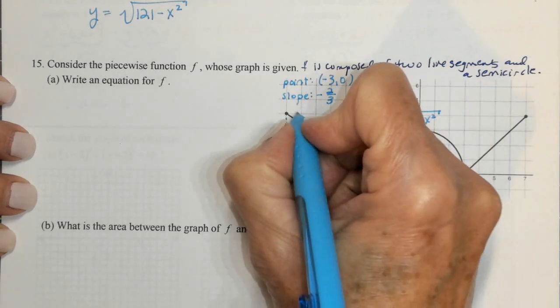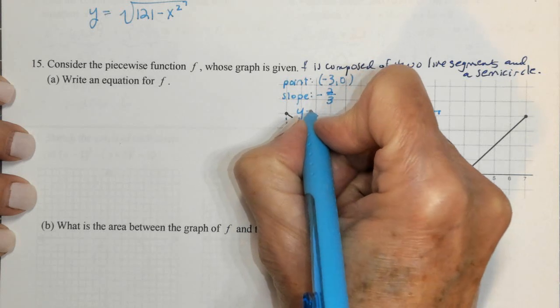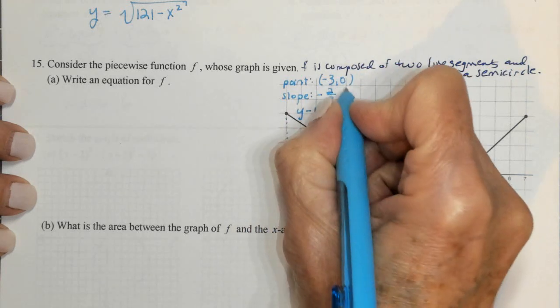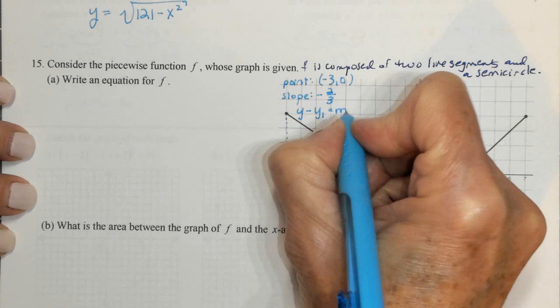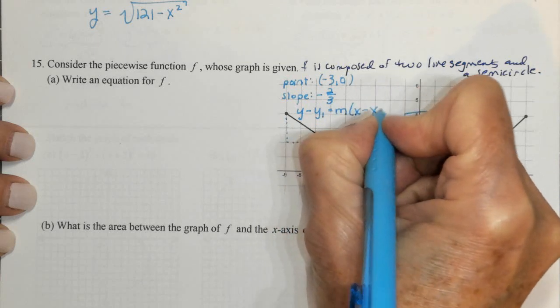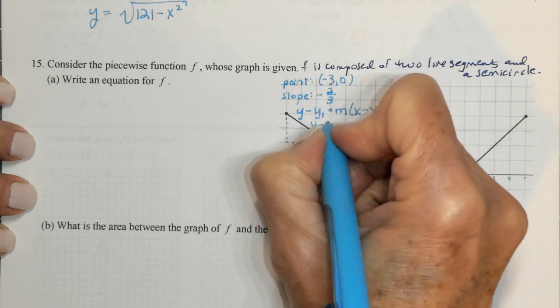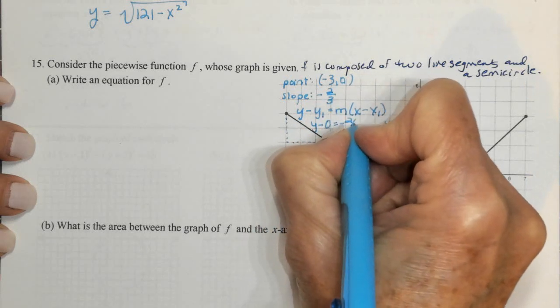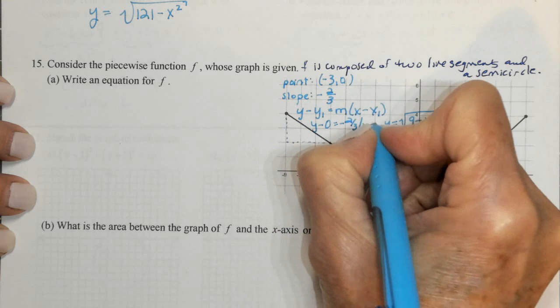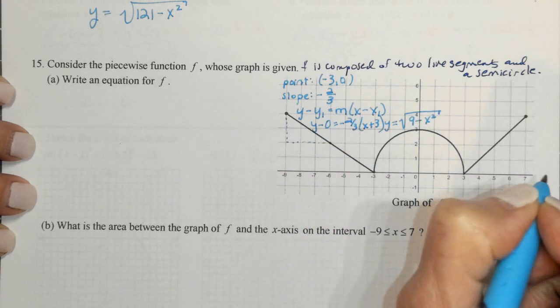To write the equation, we write point-slope form. Y minus the y-coordinate of our point is equal to the slope times x minus the x-coordinate of our point. So that will be y minus 0 is equal to negative 2/3 times x minus a negative 3.